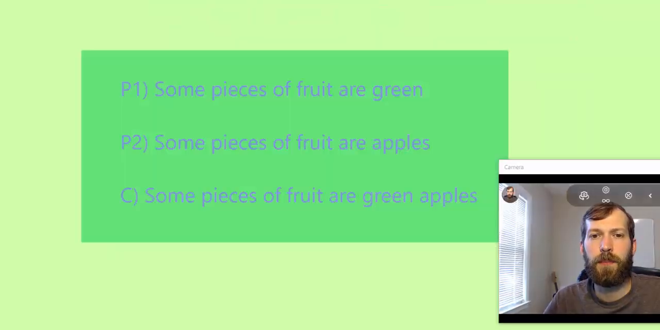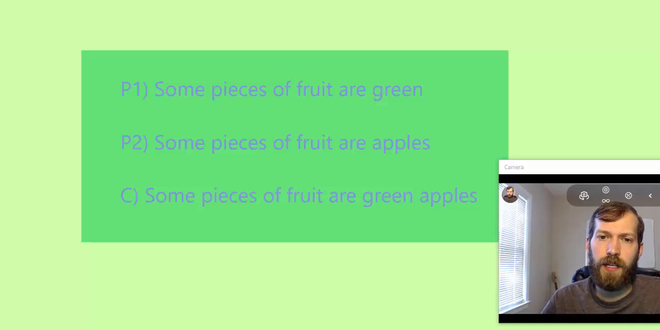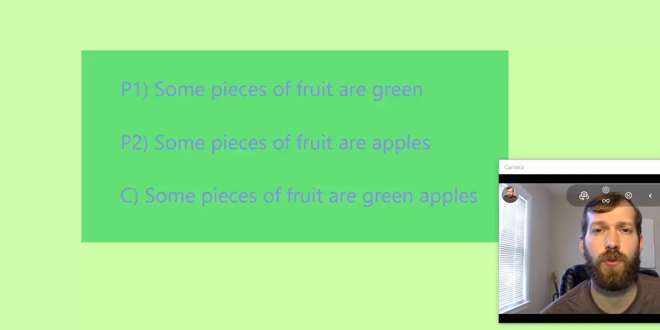This argument says some pieces of fruit are green, some pieces of fruit are apples, therefore some pieces of fruit are green apples. So decide for yourself whether this is a formal fallacy or whether it is not a formal fallacy. If you said that this is a formal fallacy, good, it is. The reason why it's a formal fallacy is because the categories that are being related to each other, which would be fruit, green, and apples, are not related to each other in a structural or formal way that guarantees that the conclusion will follow as a result of the premises.